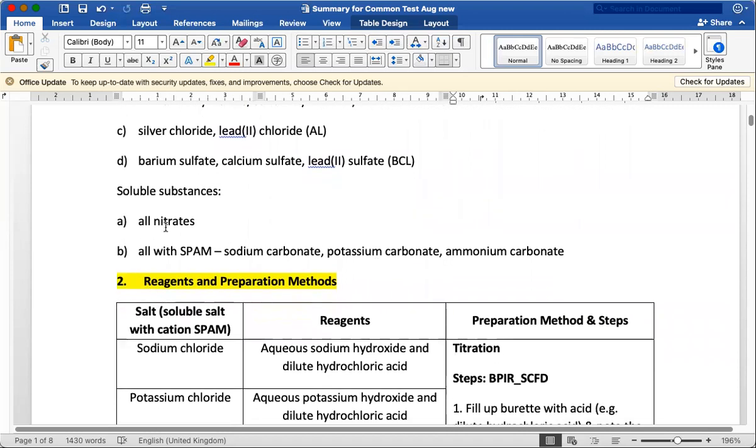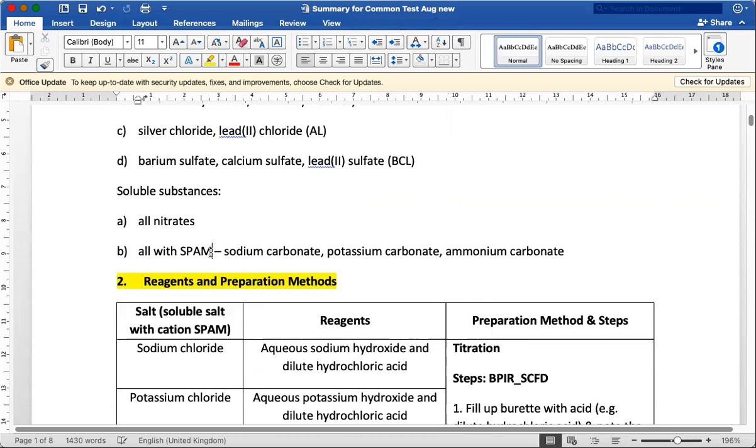Soluble substances, all nitrates are soluble, quite easy to remember. Everything is soluble with SPAN. Why SPAN? Some of my students prefer the word SPAN, but actually I will just put SPA, okay? Because one of my students said that it's not easy to remember the word SPA for him. So he wants to use the word SPAN because he wants to relate AM to ammonium. That's up to him. But for me, it's easier to just recognize it as SPA. So as long as you see sodium, potassium, ammonium in the compound, it will be soluble.